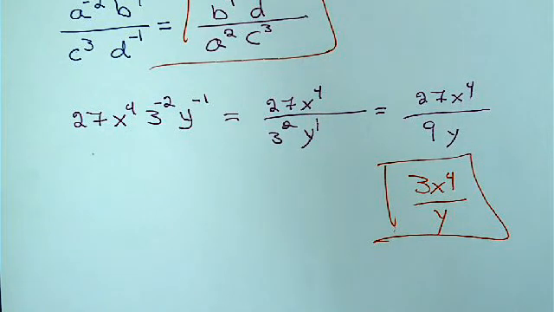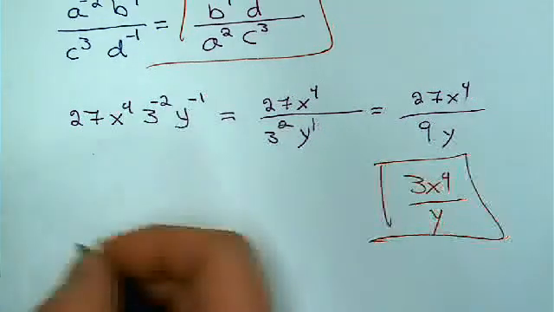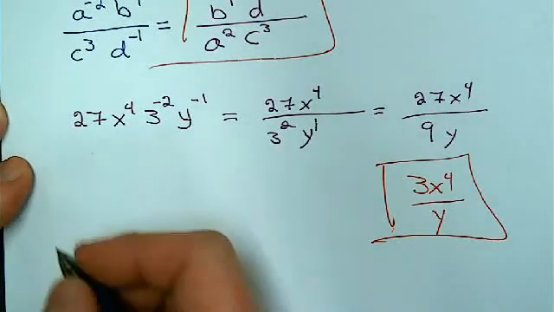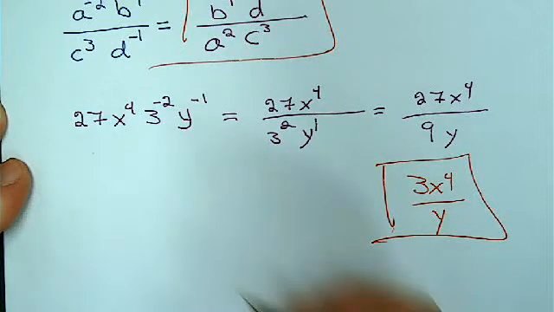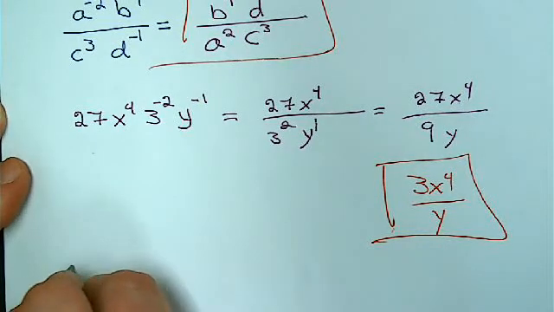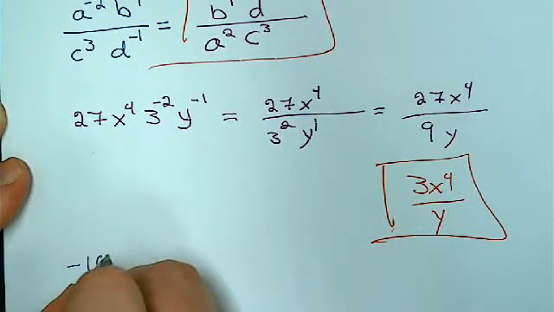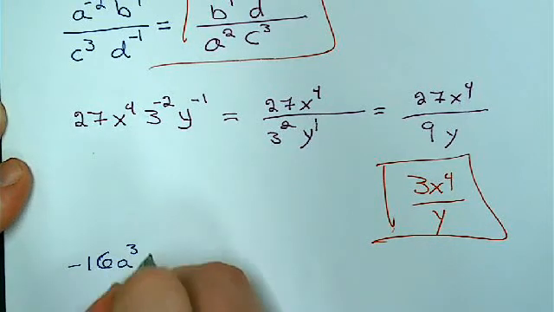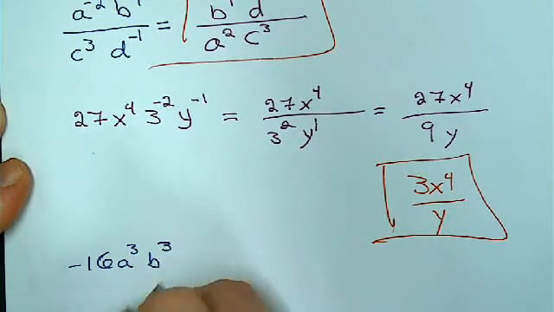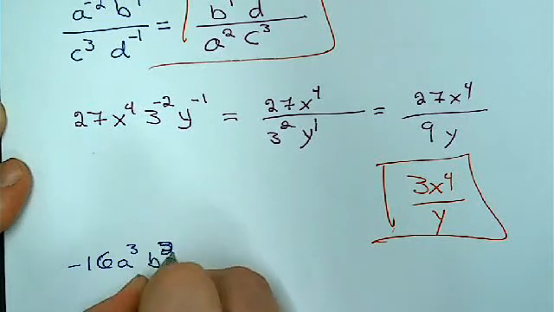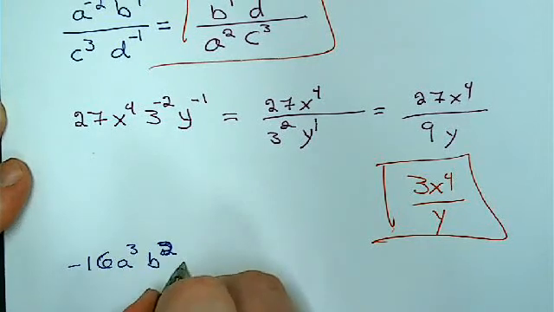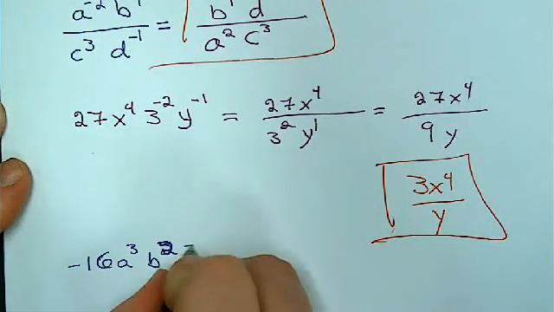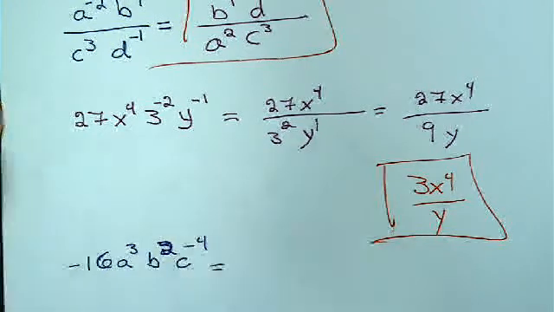What's up? Absolutely, we can do another one. I'm just going to keep this rolling while I tackle one more of these. Let's do this guy. Hey guys, quiet down please. Let's go negative 16 a to the third b squared, and let's just go c to the negative fourth. We'll do that.